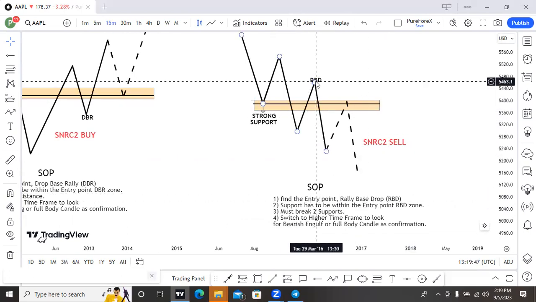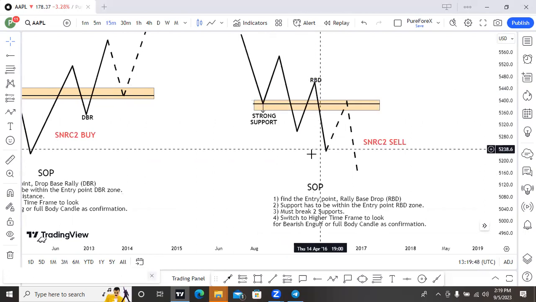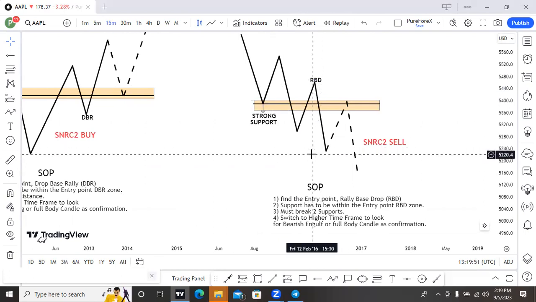This is the rally-based drop. Guys, if you don't know basic supply and demand, I think you have to go and watch another video to learn about the types of supply and types of demand for you to be able to understand this SNRC2 setup formula. If you have a basic knowledge in support and resistance and supply and demand, you'll be able to understand all my setups.